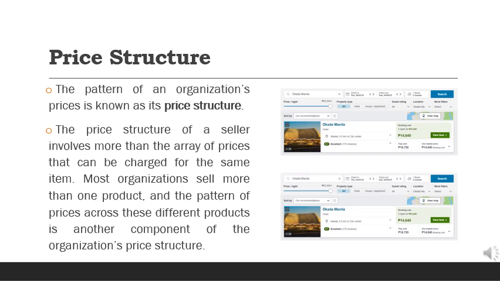The price structure of a seller involves more than the array of prices that can be charged for the same item. Most organizations sell more than one product, and the pattern of prices across all these different products is another component of the organization's price structure. More often than not, various products are offered by an organization which are interrelated such that a price charged to a product or a service should take into account the other items they sell in the market.